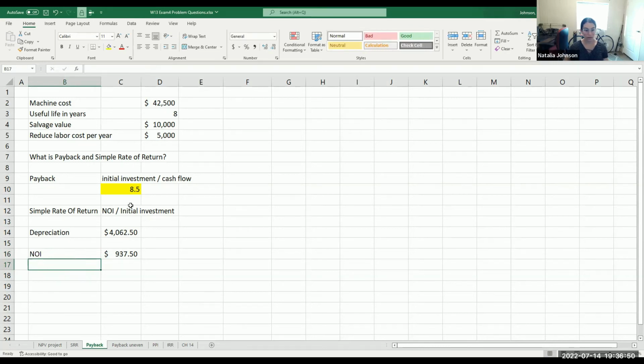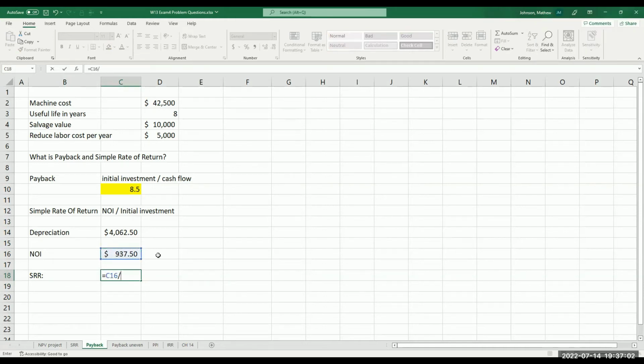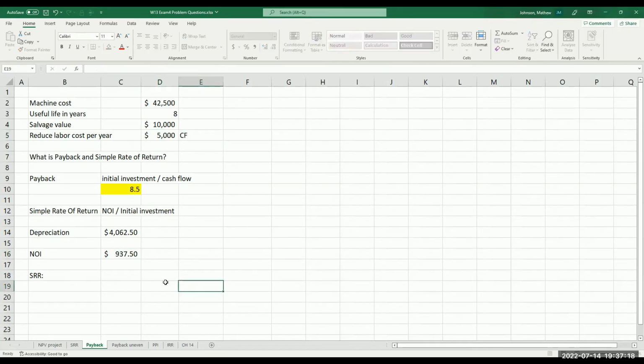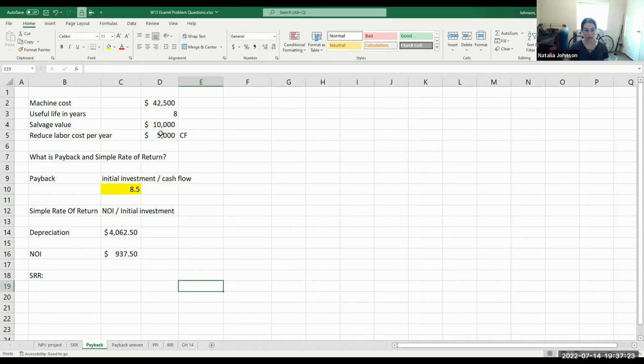Okay, so now we can do the formula. I'm sorry, what did you subtract for the NOI? The 5,000, so the cash flow, minus the depreciation, the 4,000. Yeah, so you subtract depreciation from cash flow to get net operating income.